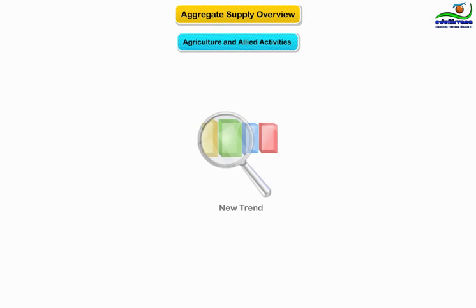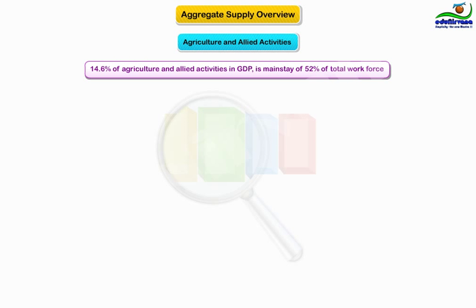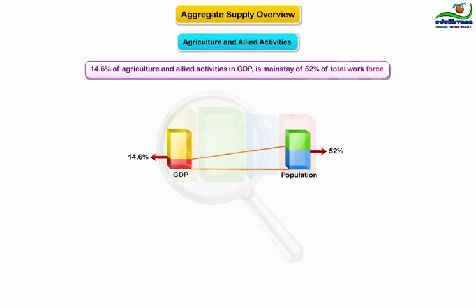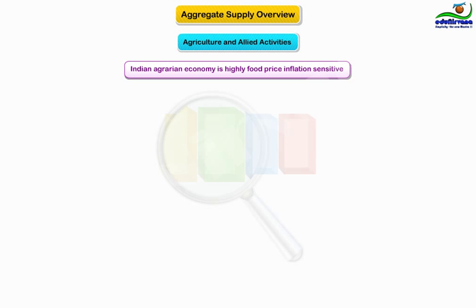Let's have a look at the recent trends. Despite a steady decline in the share of agriculture and allied activities in GDP to about 14.6%, it continues to be the mainstay of the majority of the population, about 52% of the workforce, and remains critical from the point of view of achieving the objectives of food security and price stability. The Indian agrarian economy is highly food price inflation sensitive.